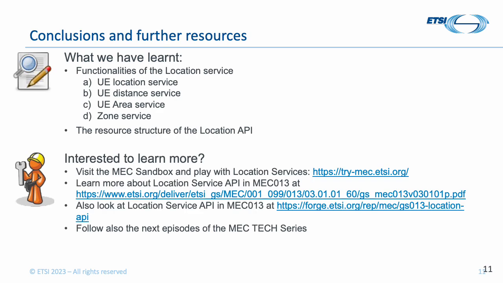Wrapping up this episode, we have learned the functionalities of the location service and what kind of results we can get. The location service is powerful and useful for many potential customers. It provides several services, including getting UE position, measuring the distance of two targets, monitoring entering and leaving events for a specific area, etc.